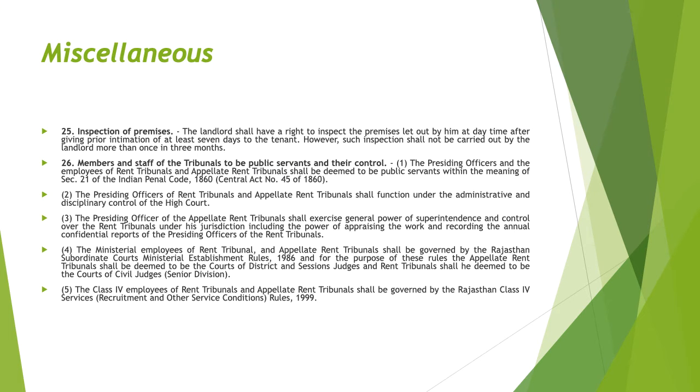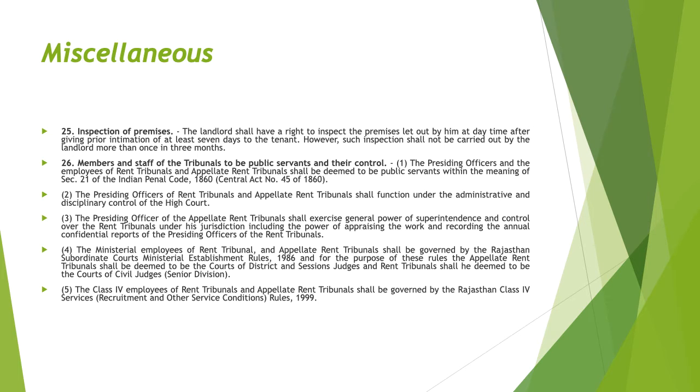So this chapter is the miscellaneous one. It is covering the miscellaneous sections. Section 25 is talking about the inspection of premises. The landlord has the right to inspect the premises that are let out by him at the daytime after giving prior intimation of at least 7 days to the tenant. However, such inspection shall not be carried out by the landlord more than once in 3 months.